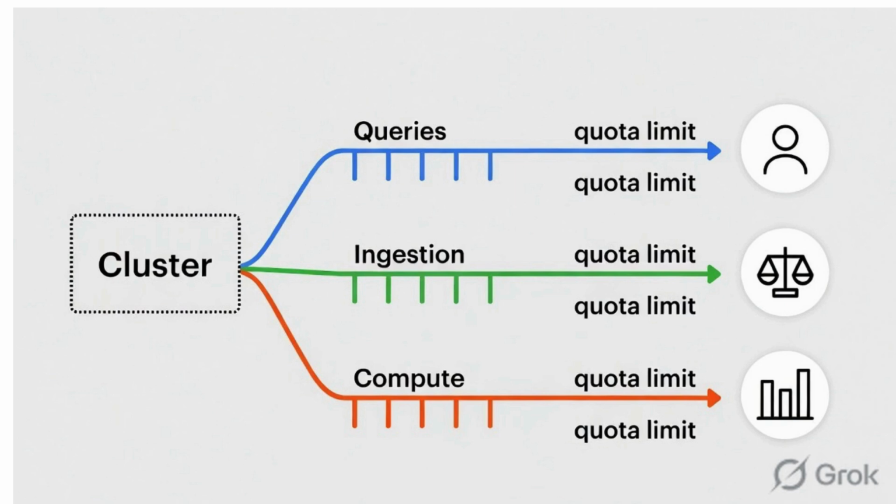And see the small scale icon at the bottom? That's fairness in action. Quotas make sure queries, ingestion, and compute share resources equitably in a shared cluster. This design prevents overload and keeps the system stable at big data scale.